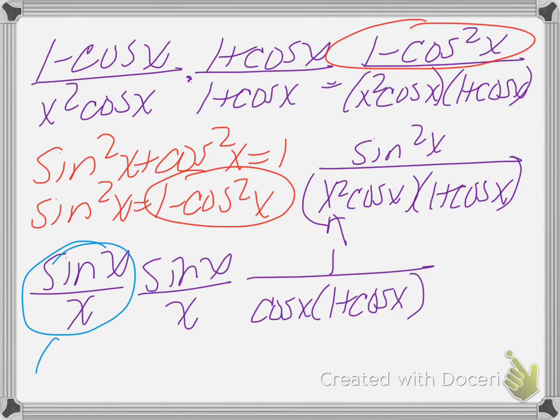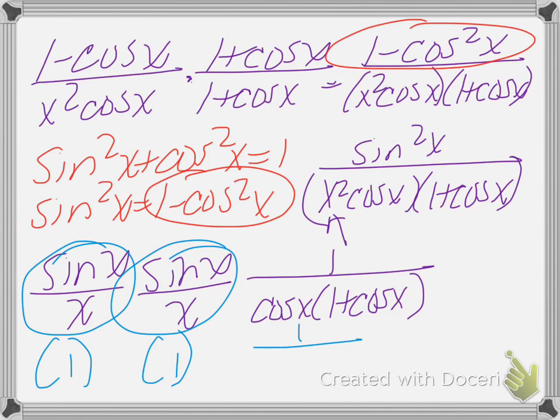So this piece over here is just 1. This piece becomes 1. And for this piece, I get 1 over cosine of 0, which is 1, times 1 plus cosine of 0, which is 1, and the whole thing becomes 1/2.